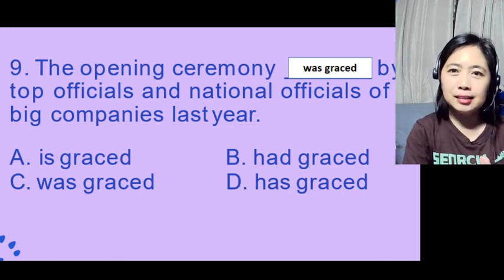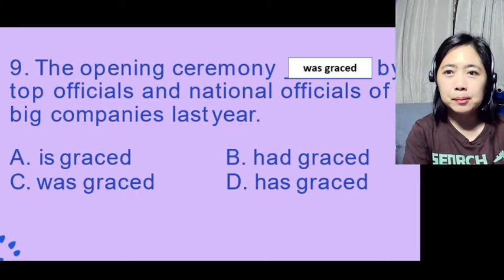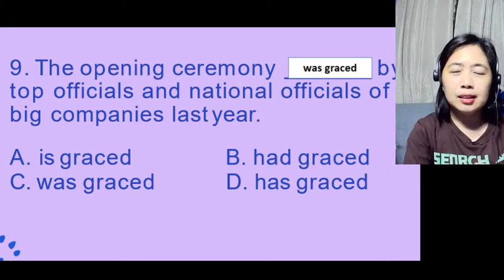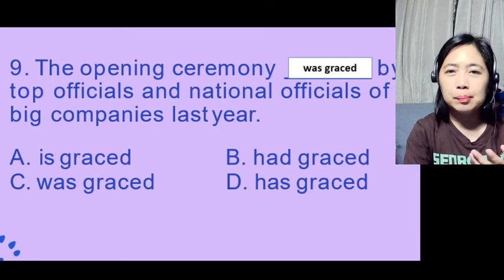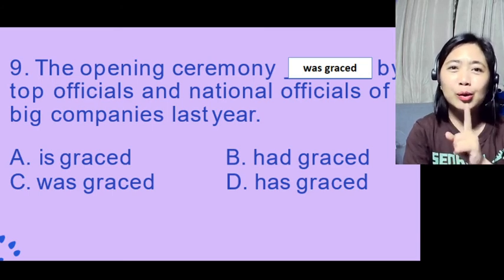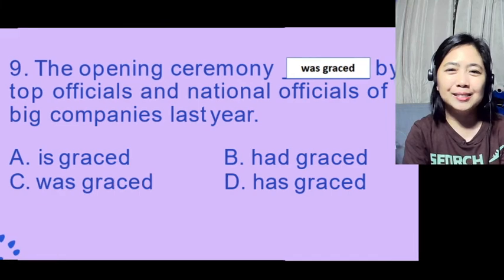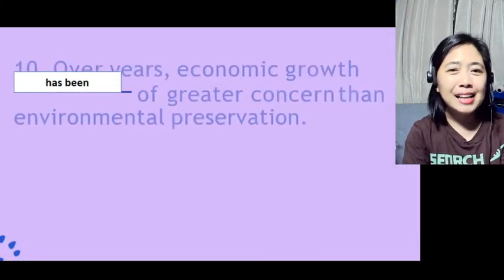Graced is in the passive form of the verb because our subject here again is not the doer of the action. That's why we use the passive form. By top officials. We do have one lesson about that, the use of active and passive voices. I hope you can check that out too. And our last number here.